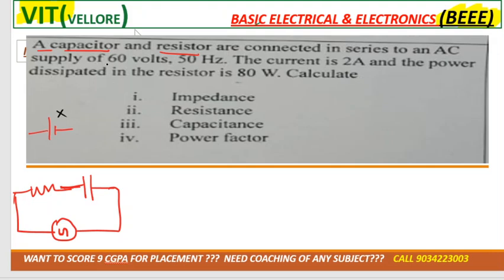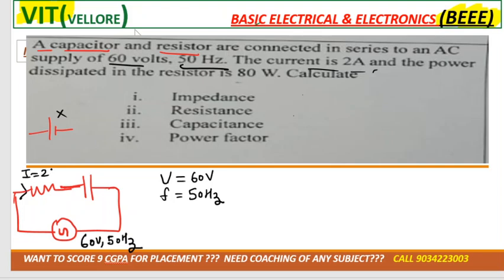Now the supply they have given is 60 volt, so mark 60 volt here, and the frequency is 50 hertz. Whatever values they have given, write them inside the diagram also. That voltage is the total voltage, and the frequency is 50. The current is 2 ampere, so you can mark the current here as I equal to 2 ampere.